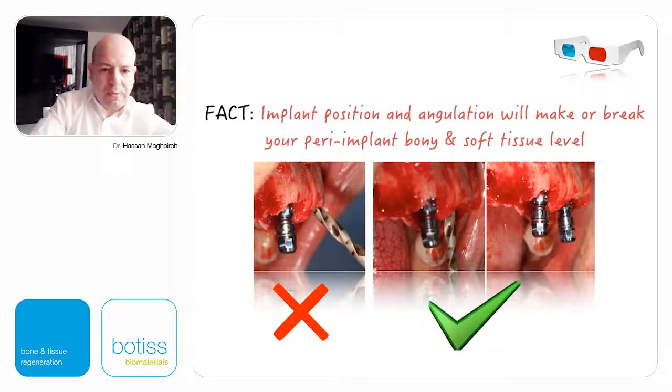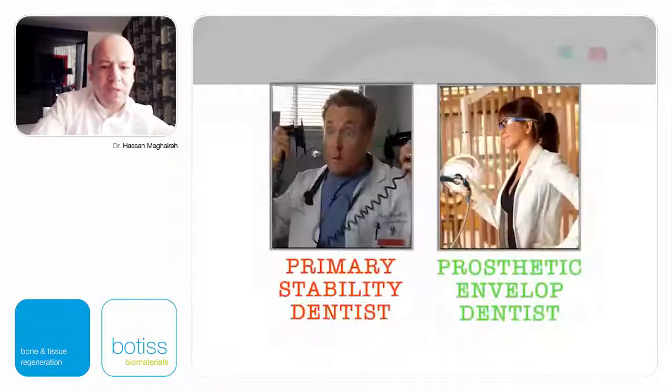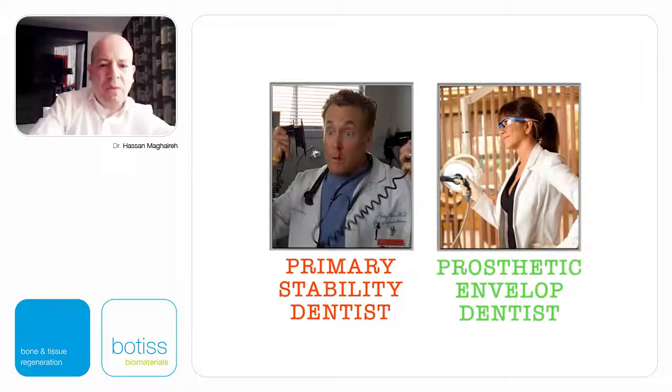Now, where people sometimes go wrong is this, the fourth dimension. Let's go through this. We all know, and let's agree on this fact, that placing the implant in the wrong or right position can make or break your peri-implant bony and soft tissue level. And this is what I'm going to talk about in the next 5 minutes.